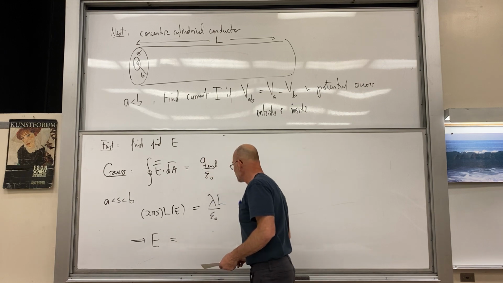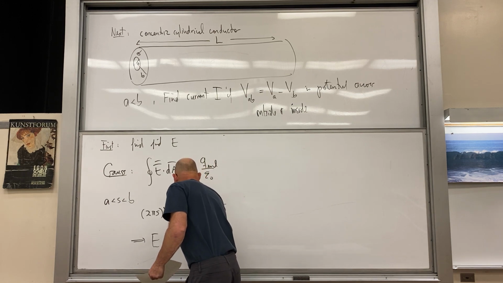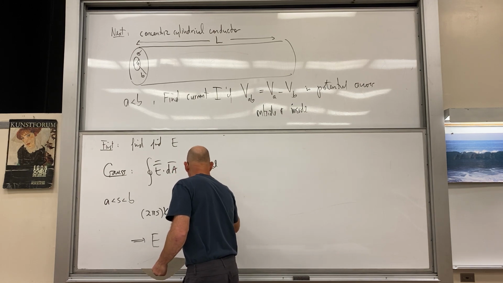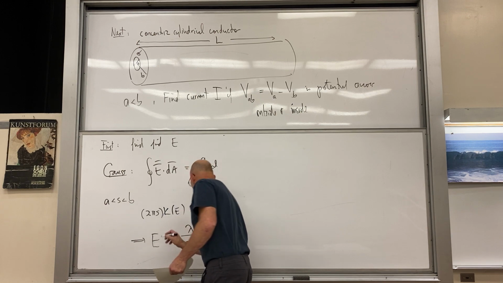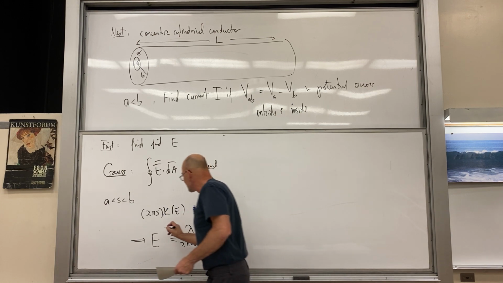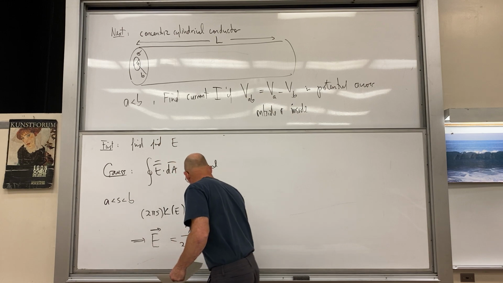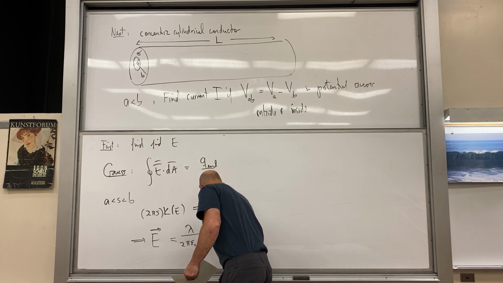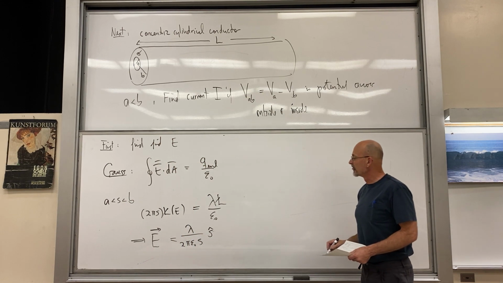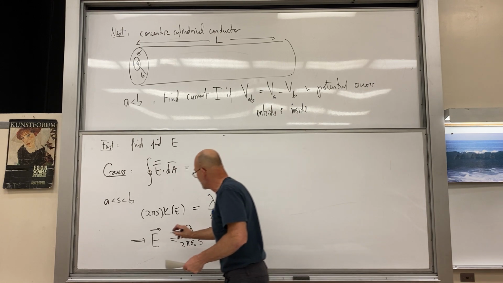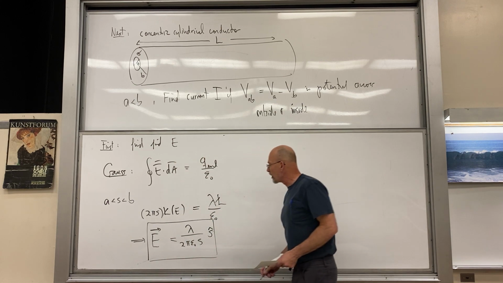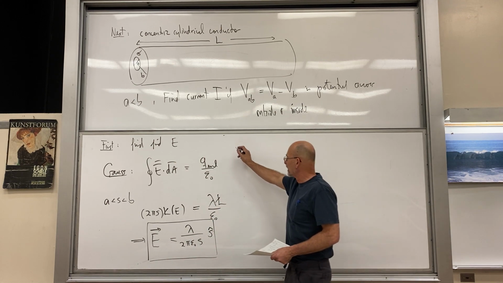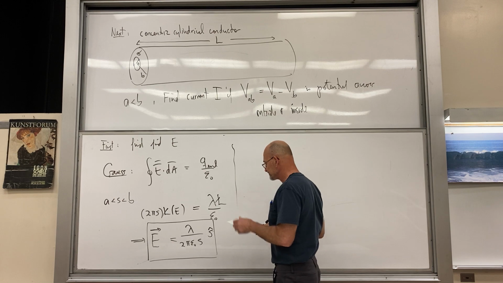So E is equal to, L's cancel, E is equal to lambda over 2 pi epsilon naught S, 1 over S, and if this is a vector here, I'll go ahead and call this S hat, pointing away from this. So there is our electric field, and now we want the potential. But that's just a line integral.